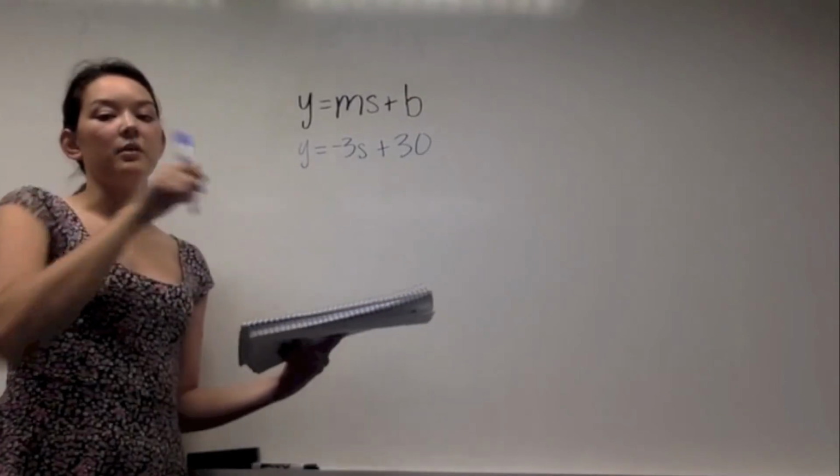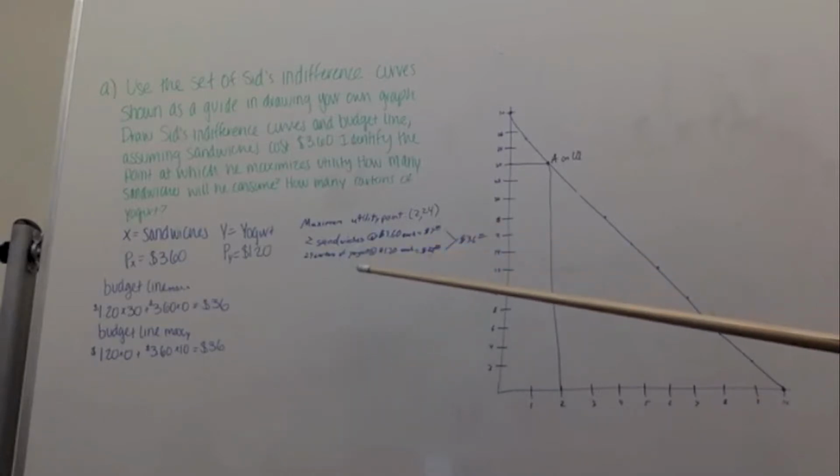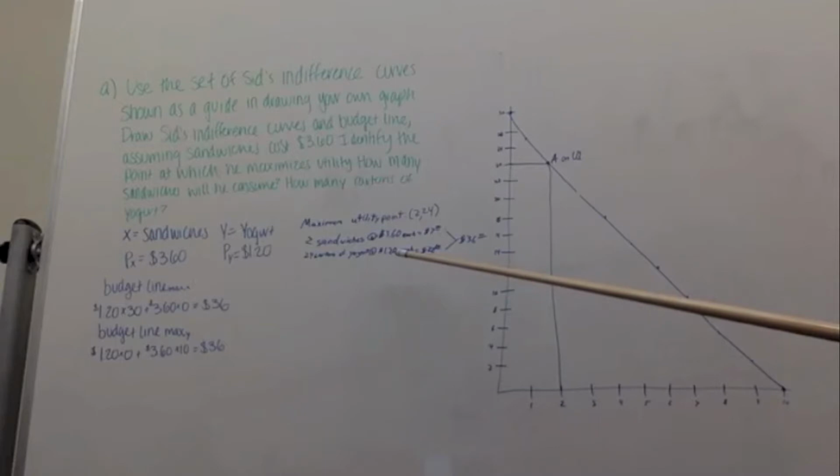The budget line intersects the indifference curves at point A on curve U1 at point 2,24. That gives you 2 sandwiches at $3.60 each, which gives you $7.20, and 24 cartons of yogurt at $1.20 each, which gives you $28.80, which equals $36 total.